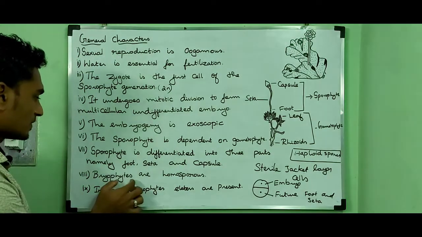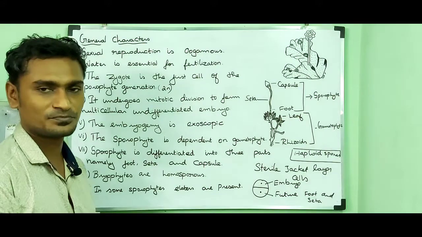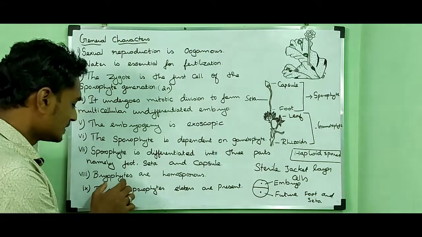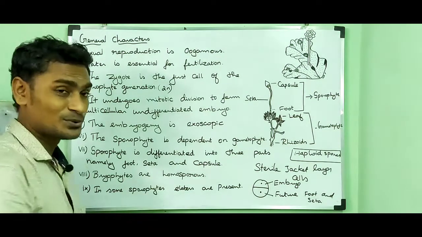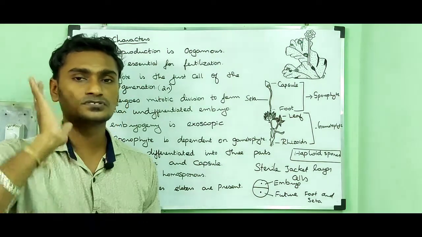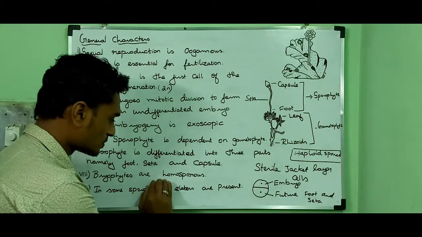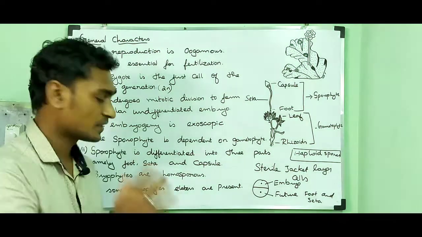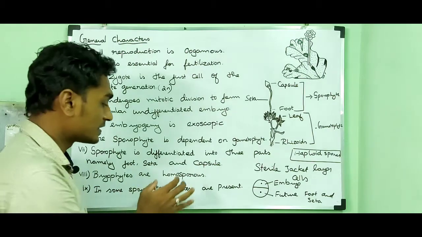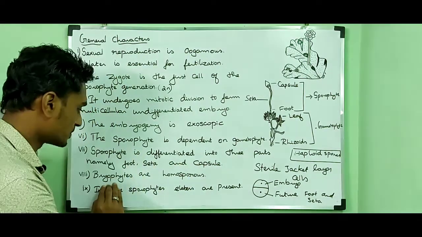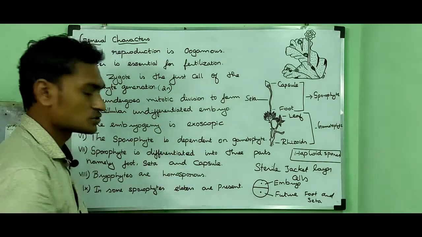Then, Bryophytes are homosporous. What does that mean? Bryophytes can produce only one type of spore. Homosporous means same; homo means same. It is able to produce only one type of spore. That is why we say Bryophytes are homosporous.